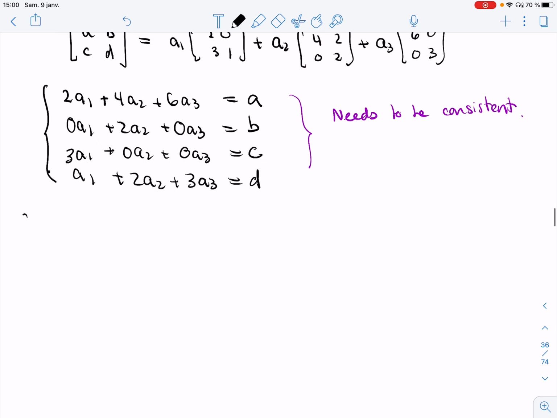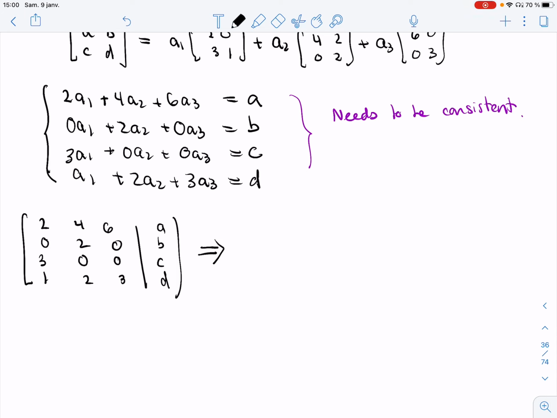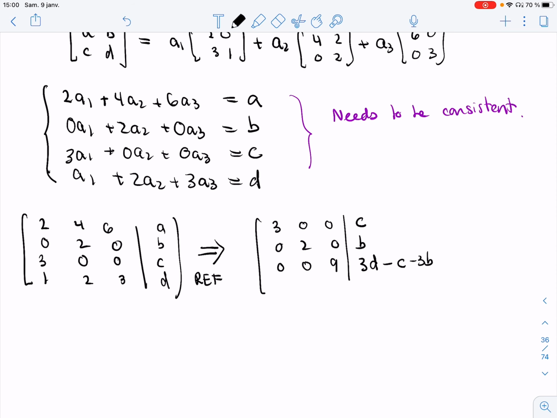All right, so we'll put it in a matrix. Again, it's not so bad because I have two nice rows. We only need to go to REF, but in this case, because two rows are so nice, it's going to be the same thing. So I'm going to get 3, 0, 0, C; 0, 2, 0, B; 0, 0, 3, and I ended up with 3D minus C minus 3B; and finally I get 0, 0, 0. I had a mess here, but when I simplified, it simplified nicely to 3A minus 6D, like that.